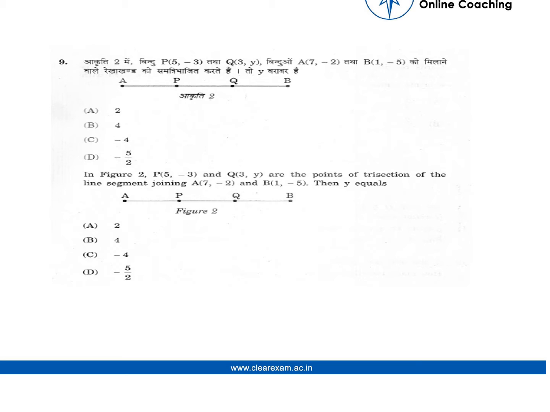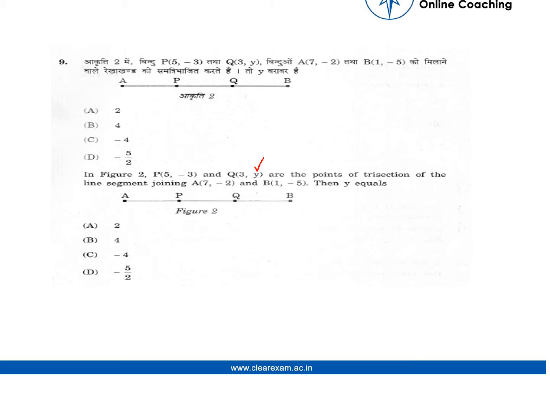In this question, we are given points P and Q, and they are trisecting the line joining A(7, -2) and B(1, -5). Then we have to find the y coordinate of Q, which is the variable y. And so this is the diagram. A, P, Q, B is the line segment as a whole.